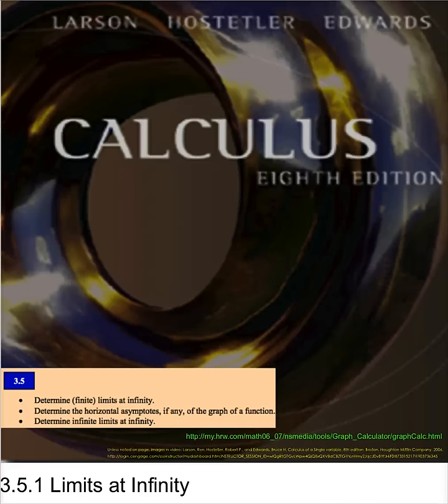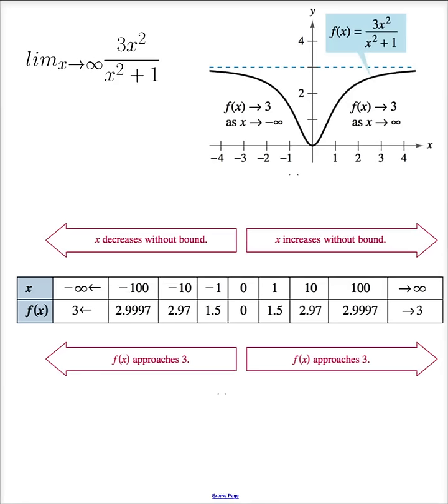Now let's look at limits at infinity. When I say something like the limit as x approaches infinity of 3x squared over x squared plus 1, what do I mean? What I mean is, as x gets very, very large, or as x increases without bound, then my function will approach a certain number.